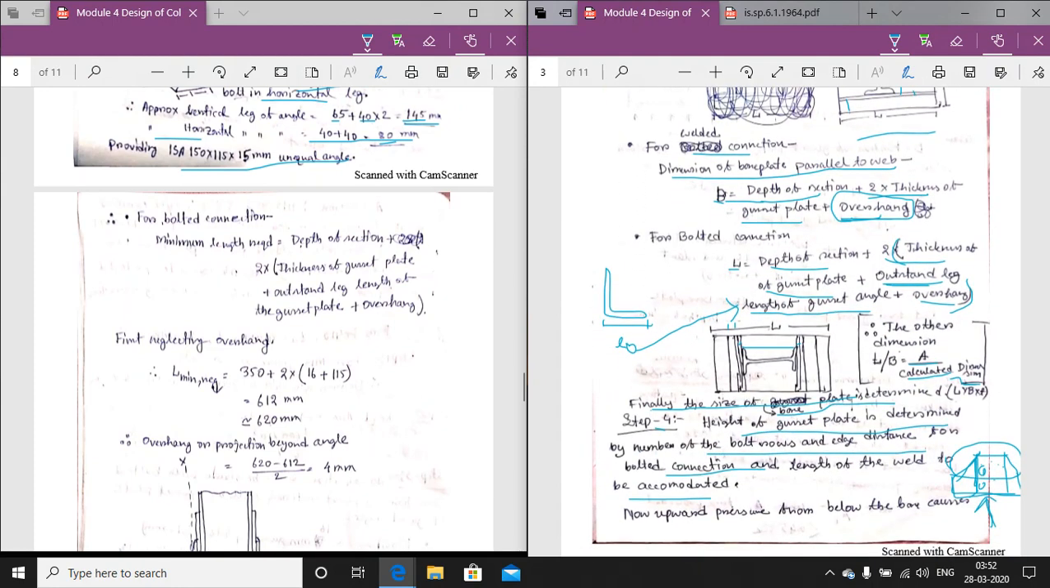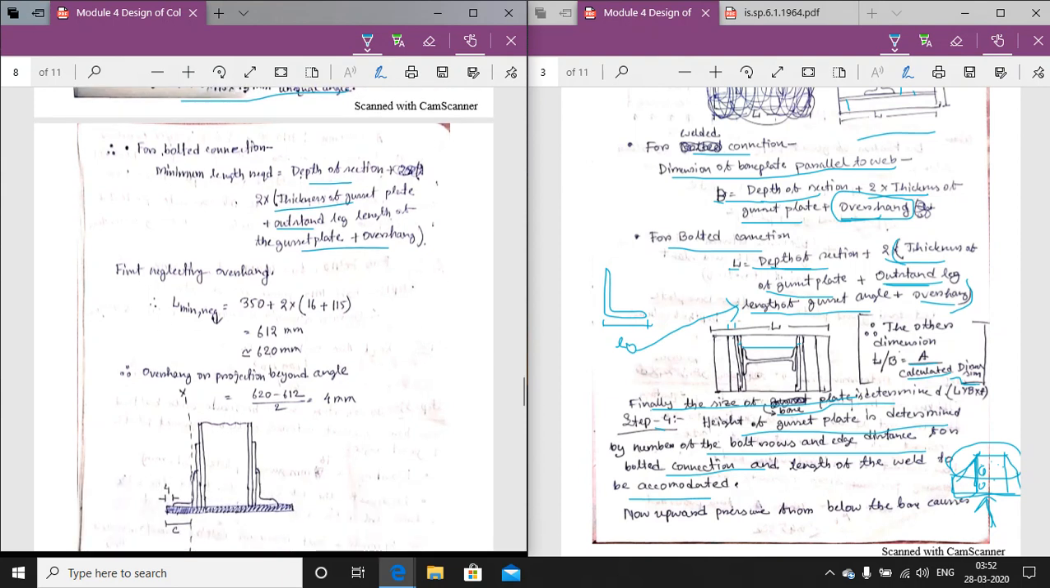Now coming to the dimension of the bolted connection. For the bolted connection, the minimum length required is given by this formula: depth of the section plus 2 into thickness of the gusset plate and outstand leg plus overhang. Now neglecting overhang, because we do not know the value of the overhang, because we have to provide the overhang, so we are first neglecting the overhang.